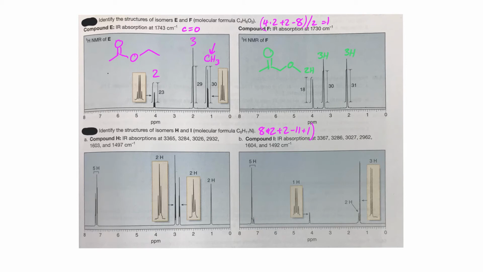So we add 1 for every nitrogen. Again, divide everything by 2, and we get 16 plus 2 is 18, minus 11 is 7, plus 1 is 8, divided by 2 is 4. So we have an HDI value of 4, and that's a pretty good indication that we have an aromatic ring. It's not 100%, but it's a pretty good indication.